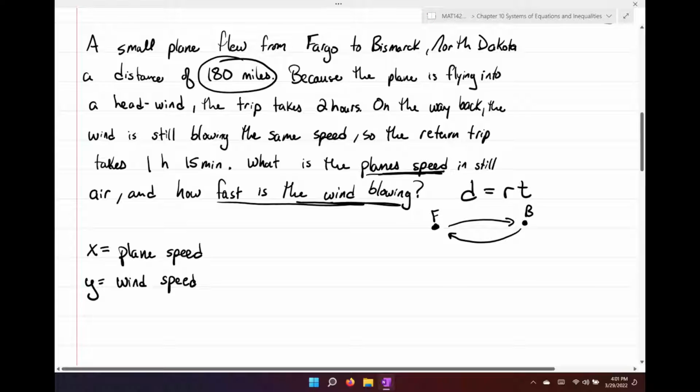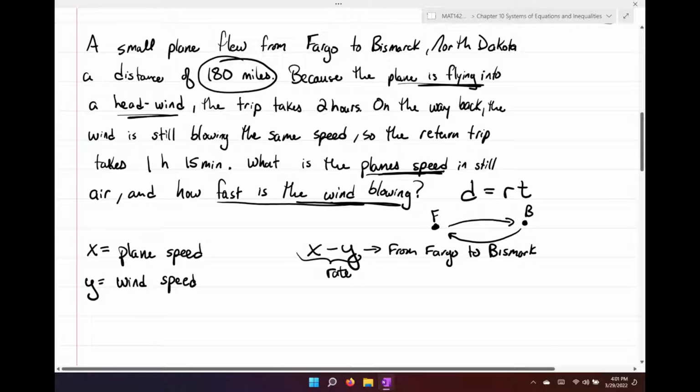So if we think about this here, we know the plane is flying into a headwind, which means the wind is moving in the opposite direction. So the plane speed and the wind speed are going to be opposite each other. So x minus y. All right. So this is going to be from Fargo to Bismarck. Okay. And this actually represents the rate at which the plane is flying into the headwind.